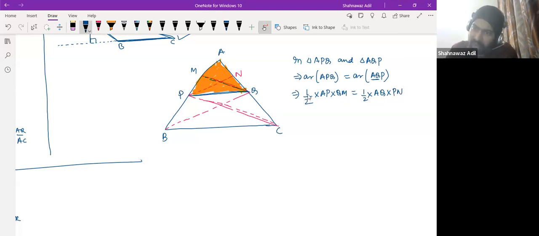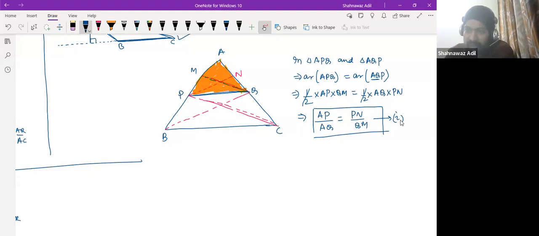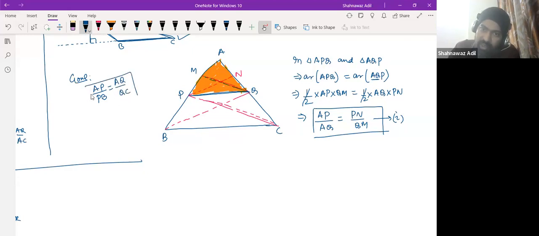Don't hesitate. So half cancels, and what we will get? We will get AP by AQ, that would be equal to PN by QM, right? So let's say this is one. If we remember our goal, what we want to prove? Remember, the goal is to prove AP by PB is equal to AQ by QC. That is what we want to prove, right, guys?